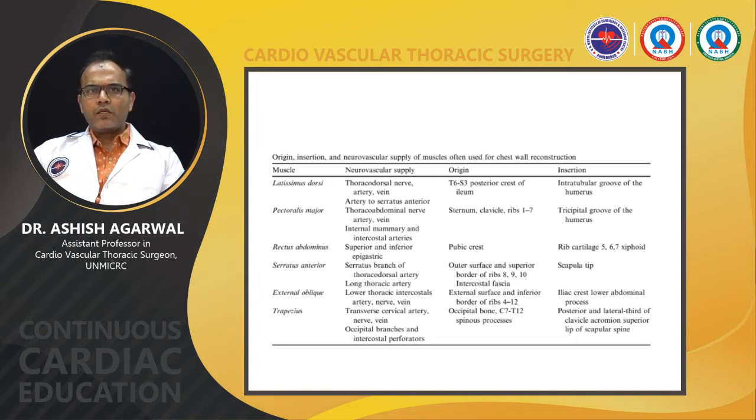The trapezius muscle originates from the occipital bone and C7 to T12 spinous processes and inserts over the posterior and lateral third of the clavicle, acromion, and superior lip of the scapular spine. It has a blood supply from the transverse cervical artery, occipital branches, and intercostal perforators. The trapezius is the second muscle which can be used as a buffer between the esophagus and trachea for tracheoesophageal fistula surgery.